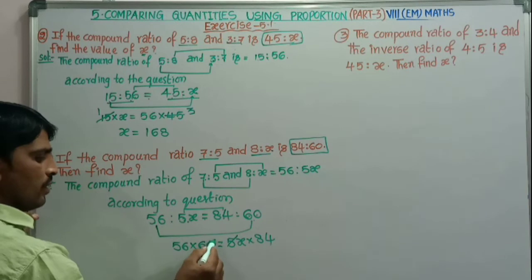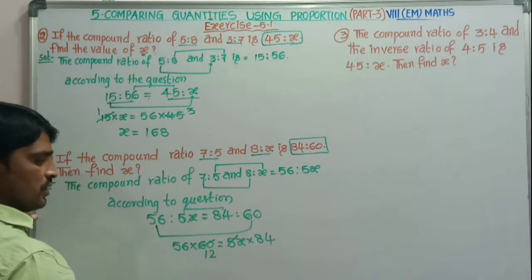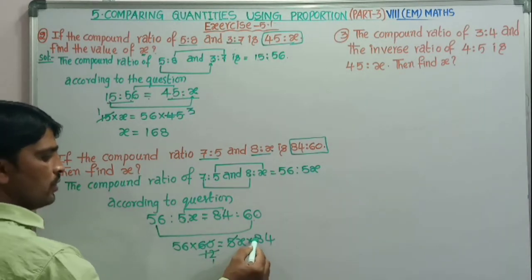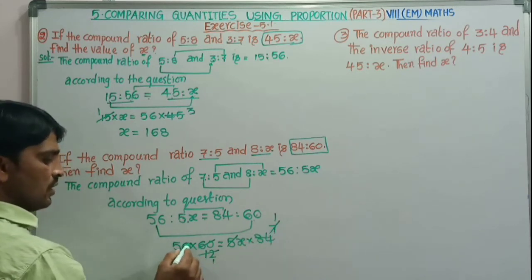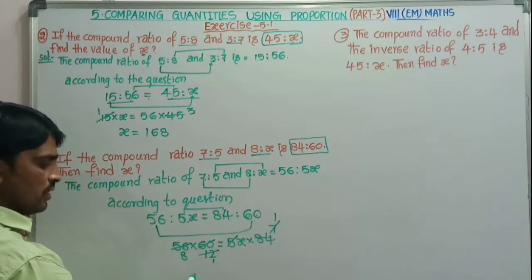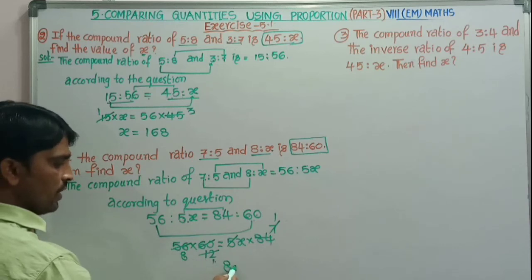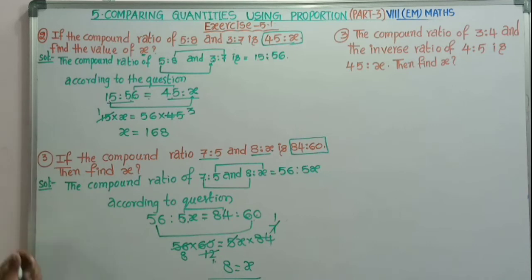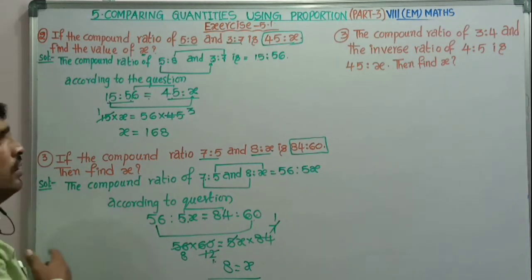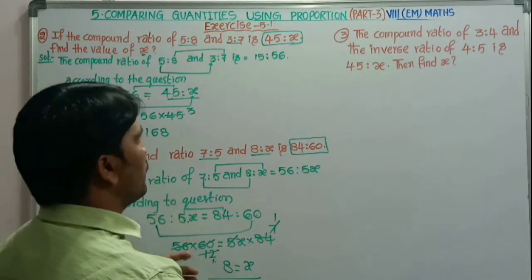5 ones, 5 twelves are 60. 12 ones, 12 sevens are 84. 7 ones, 7 eights are 56. 8 into 1, that is 8, equals x into 1, x. So the value of x is what? 8. Okay. Third question, important one.